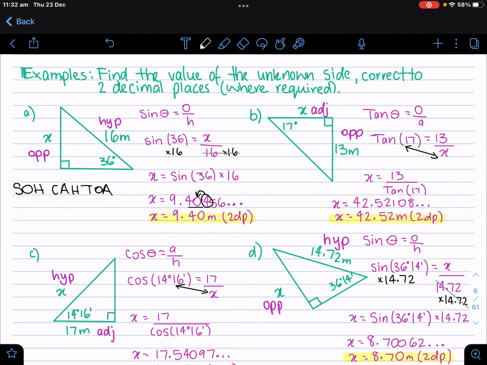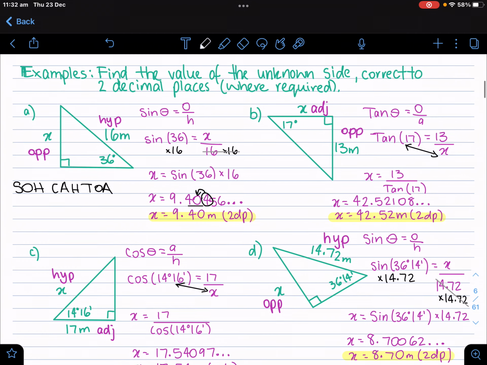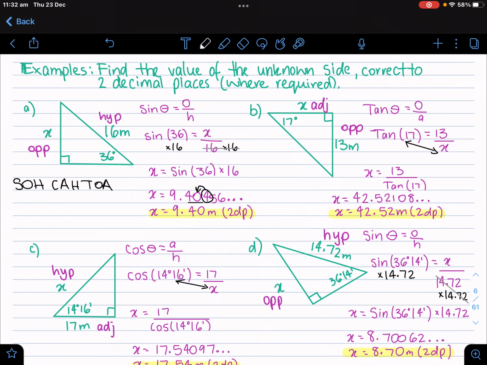Hopefully you're getting the hang of it. If you're not, we're going to do 3 more examples, and hopefully by the end of them, you'll understand what to do. Let's go through example B.